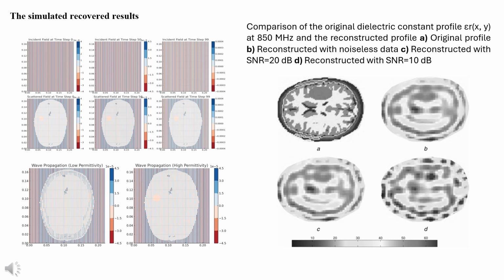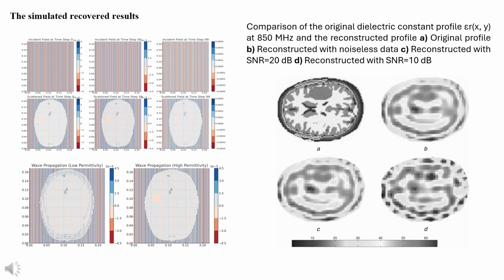1. At time step 0, the incident field is just starting to propagate, with very little change across the medium. 2. By time step 50, the field has propagated further, but it still exhibits a nearly uniform pattern, suggesting minimal interaction with objects in the medium. 3. By time step 99, the field has propagated even more, showing subtle variations as it moves across the domain.